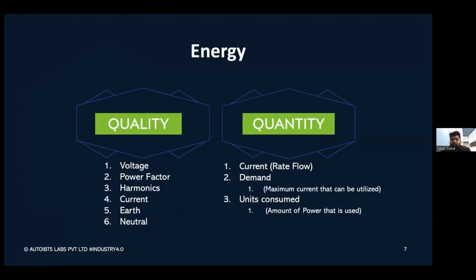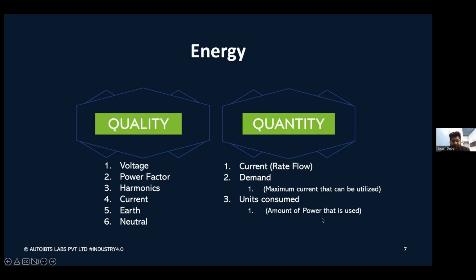Now broadly speaking, we can divide electrical energy into two parts, one is quantity and one is quality. Okay, so quality, for this example, is specifically for the electricity that we use. There are 6 parts of electricity quality which are very critical. One is the voltage. What is the voltage that you're receiving? Is it balanced? Is it high? Is it low? What is the voltage? Then power factor. How good, how bad is the power factor?